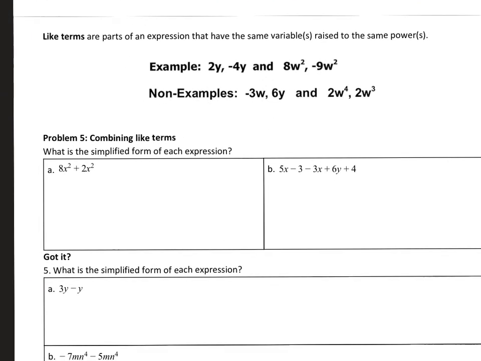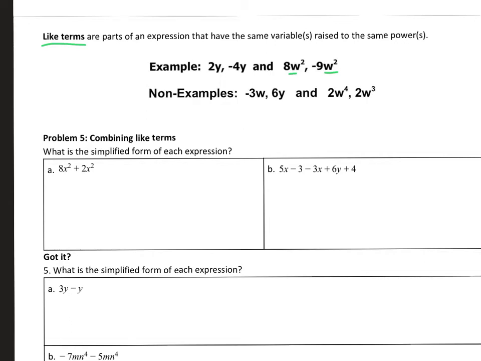So next, we are going to talk about like terms. And this is an important concept for later on. We use it a lot in Algebra 2 also. So, some examples of like terms are expressions that have the same variables raised to the same powers. So examples of like terms: 2y and -4y. They both have the variable y. Y is being raised to the same power, it's just y. 8w squared and -9w squared. They both have w, and w is being raised to the second power, okay? So same variable, same power.